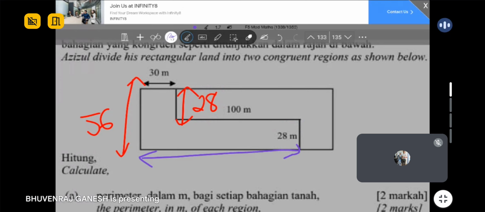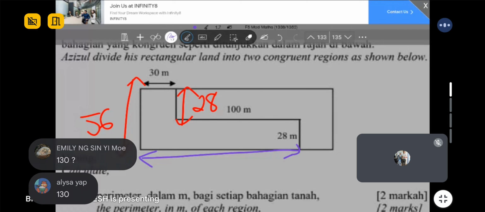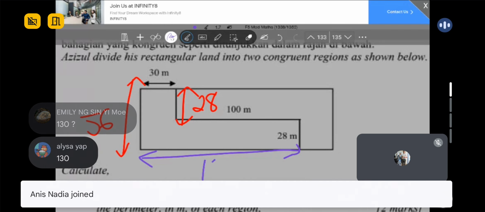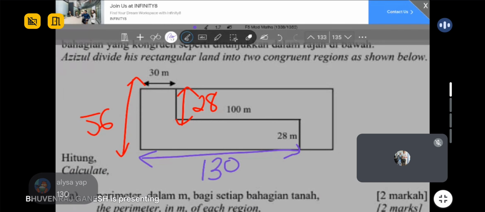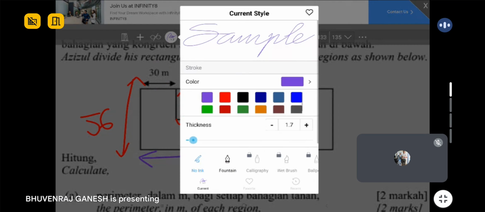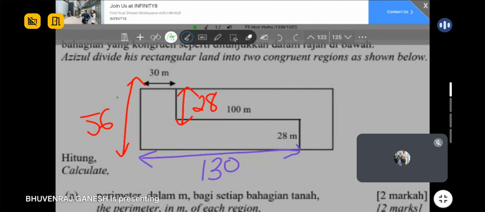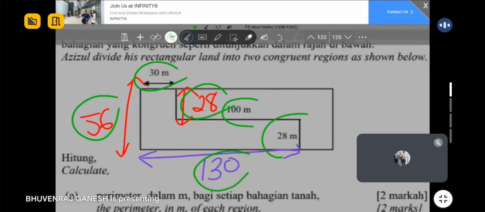This is how you analyze, guys. Ini cara analisis bagi soalan macam ni. Yes, very good. 130, 130. 30 tambah 100. So total 130. Very good. Okay, so now guys, try to add all these values. Tambah semua nilai ni satu per satu. You should get the final answer.